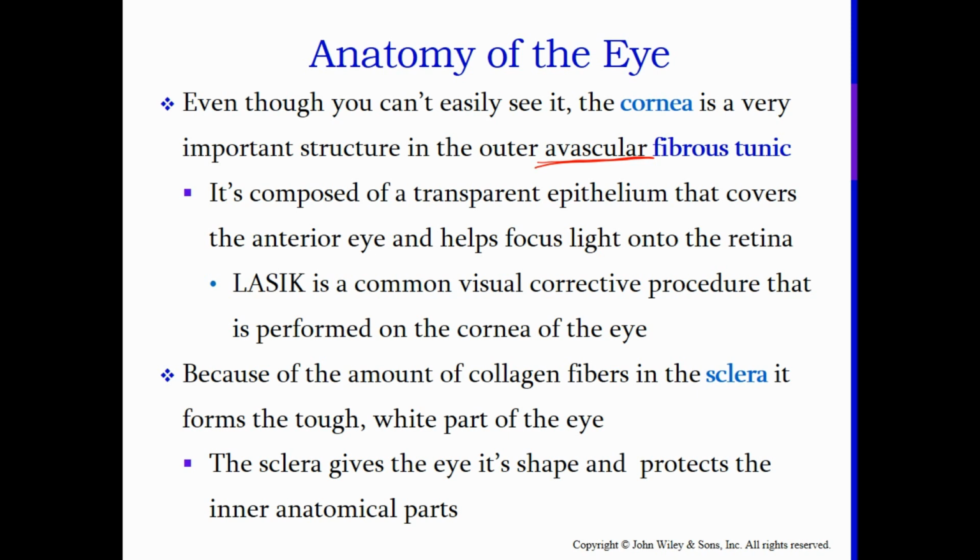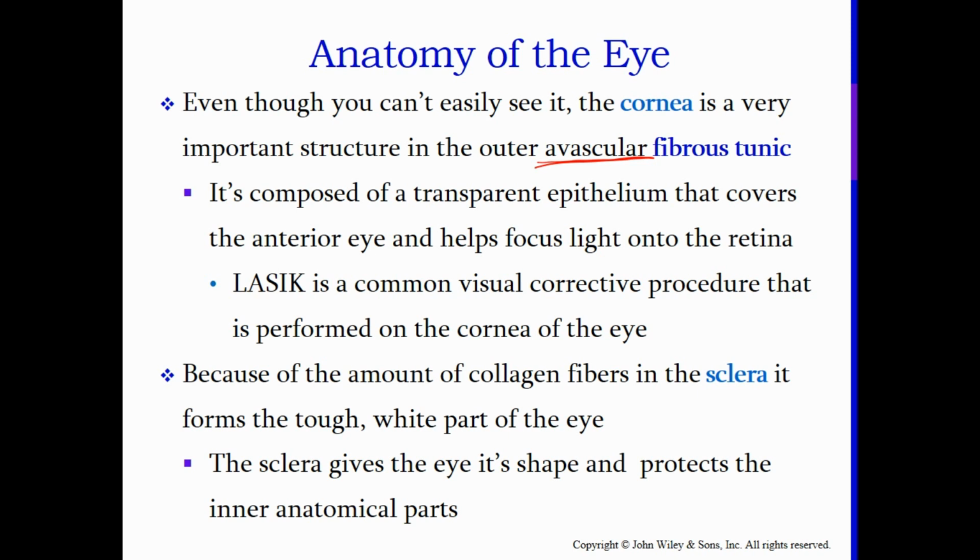The LASIK procedure is a common visual corrective procedure that is performed on the cornea of the eye. So your lens will allow you to focus and help focus light on your retina, but the cornea helps do that as well. So when they go in for LASIK, they change the thickness of the cornea to alter the light bending properties of your cornea to clear up your vision.